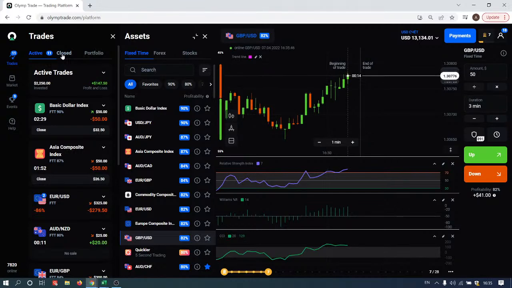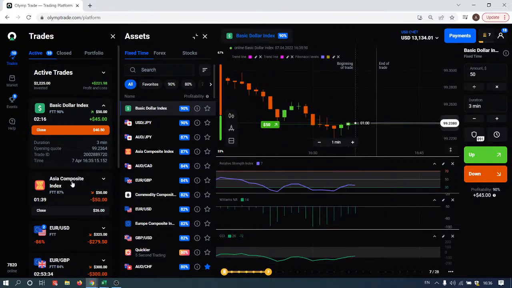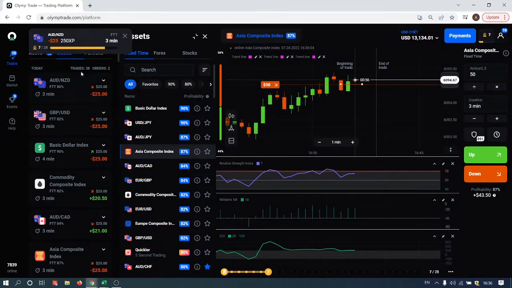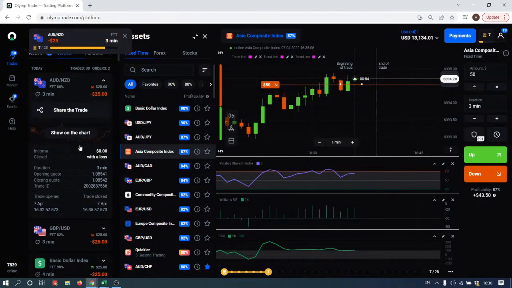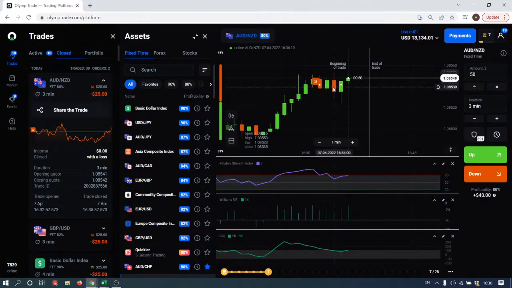Okay, so let's see how these trades close. And based on the outcome of these trades, I think I've just started overtrading a little bit, pushing it to the limits with a little bit too many active trades. And oh wow, so this one was very close to a profitable trade.